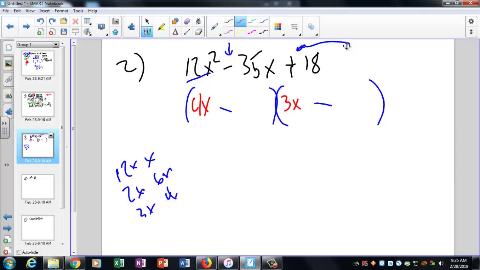Now I have to plug in numbers for 18. Which ones are closest together? 3 and 6, 9 and 2, 1 and 18. If you don't know your multiplication tables very well, there's apps for that. And I'm not even trying to be a jerk. I'm being serious. There's apps for that. Please learn them because it helps you factor.